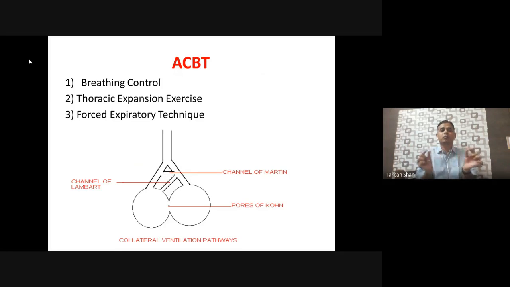Now, you need to remember there are three main components inside that. Interalveolar, in between the alveoli, is called the pores of Kohn. In between two bronchi, that is your channels of Martin. And from bronchi to alveoli, it is called the channels of Lambert. So channels of Martin, channels of Lambert, and pores of Kohn. This is what we call the collateral ventilation pathway. It will be activated when the need arises, and most of the time it will be a non-functional area.